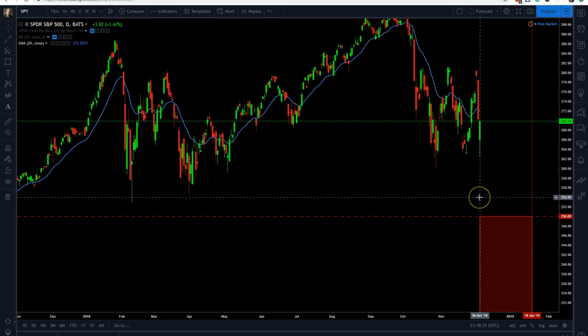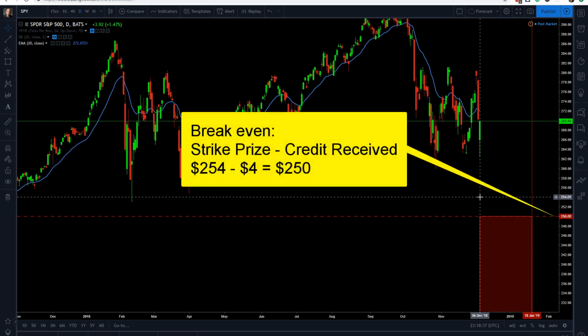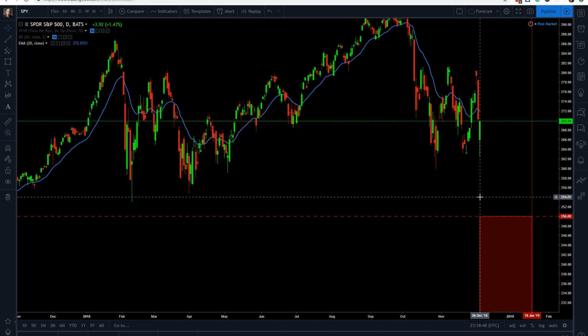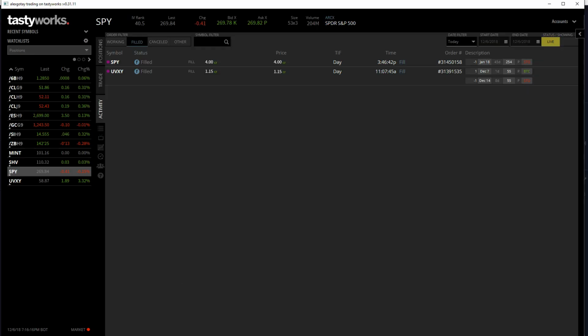But to see my break even, I have to also add what I got. I sold it for $4, and each option equals 100 shares, so that $4 equals $400. So if I make money, the maximum amount I can make is $400 in this trade. So let's go to the platform to see how it looks.